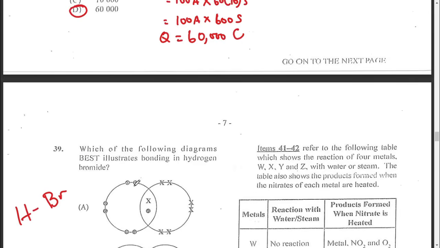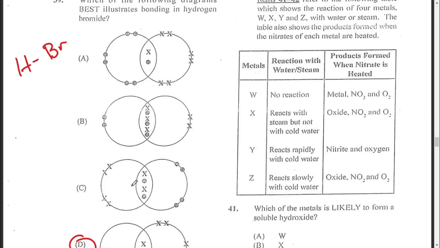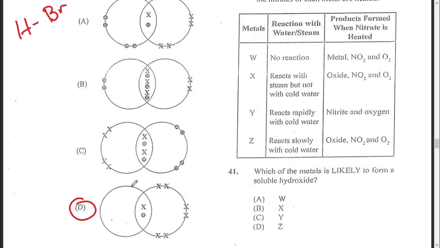Items 41 to 42 refer to the following table, which shows the reaction of 4 metals, W, X, Y, and Z, with water or steam. The table also shows the products formed when the nitrates of each metal are heated. Alright. 41. Which of the metals is likely to form a soluble hydroxide? Y.